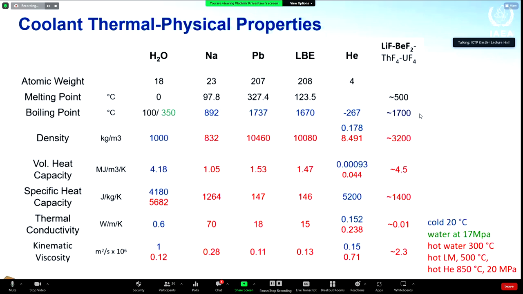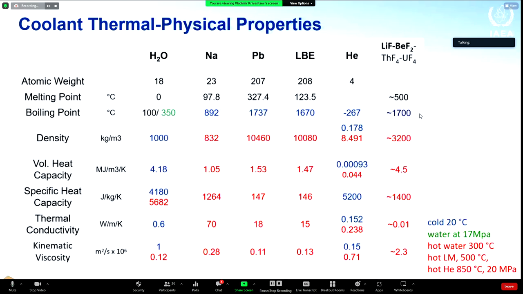If you talk about sodium, it's much higher, and lead and lead bismuth even higher, which is very beneficial for lead. So we don't expect any boiling in the case of lead and lead bismuth coolants, for example. For helium and other gases, it's already in a gaseous state from very low temperatures. So we have to use a heavily pressurized coolant in this case. And for the molten salt, this is one of the examples: it's about 1700 degrees Celsius, which is also okay. A relatively high boiling point, and there is no concern about this.